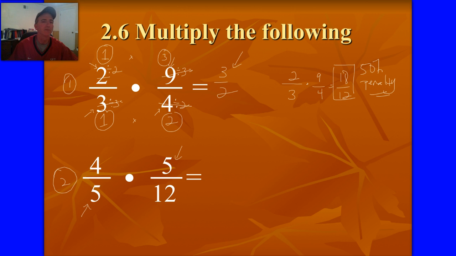If you don't do this here, you end up multiplying. You have 20 on the top. You multiply 5 times 12. That's 70. You have 20 over 70. So then you got to deal with 20 and 70.